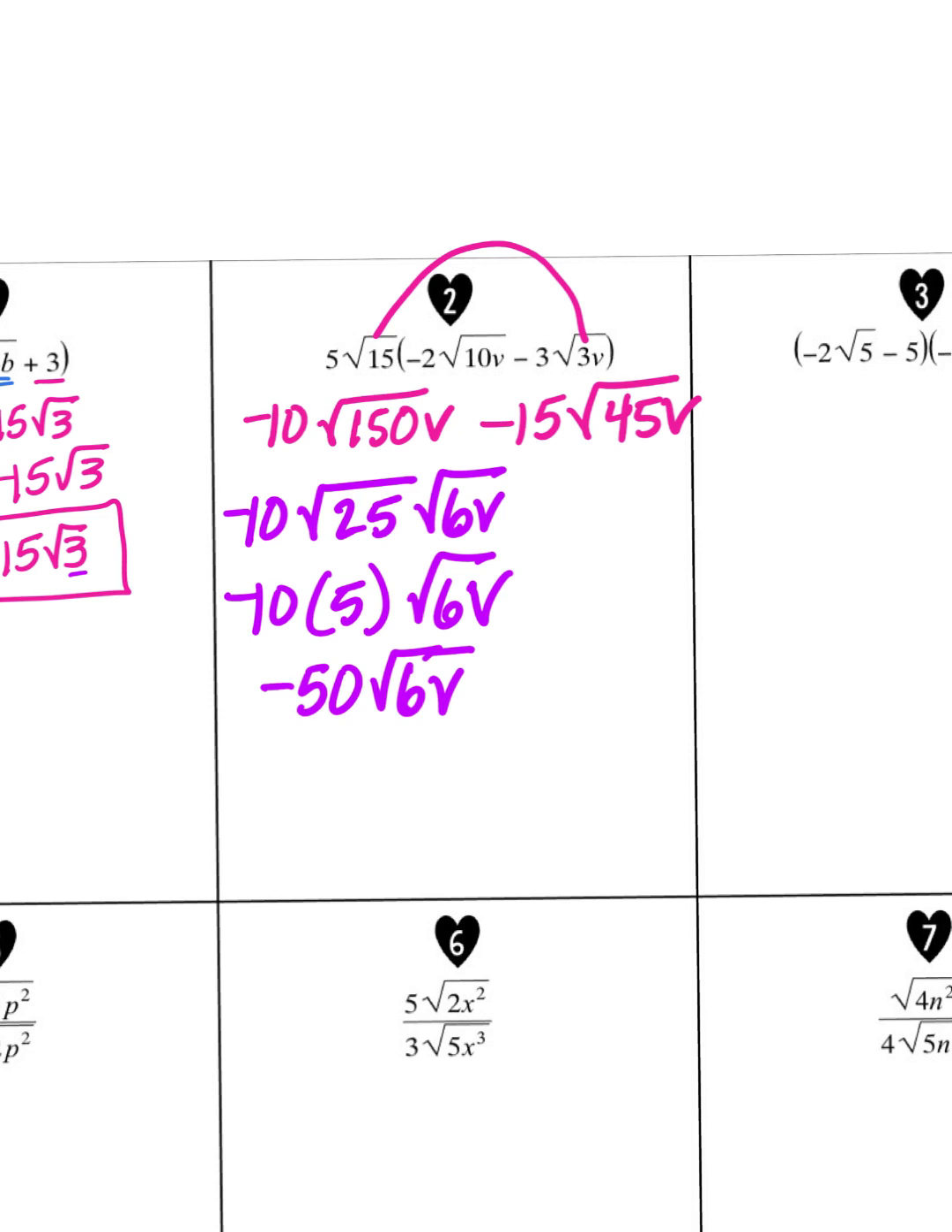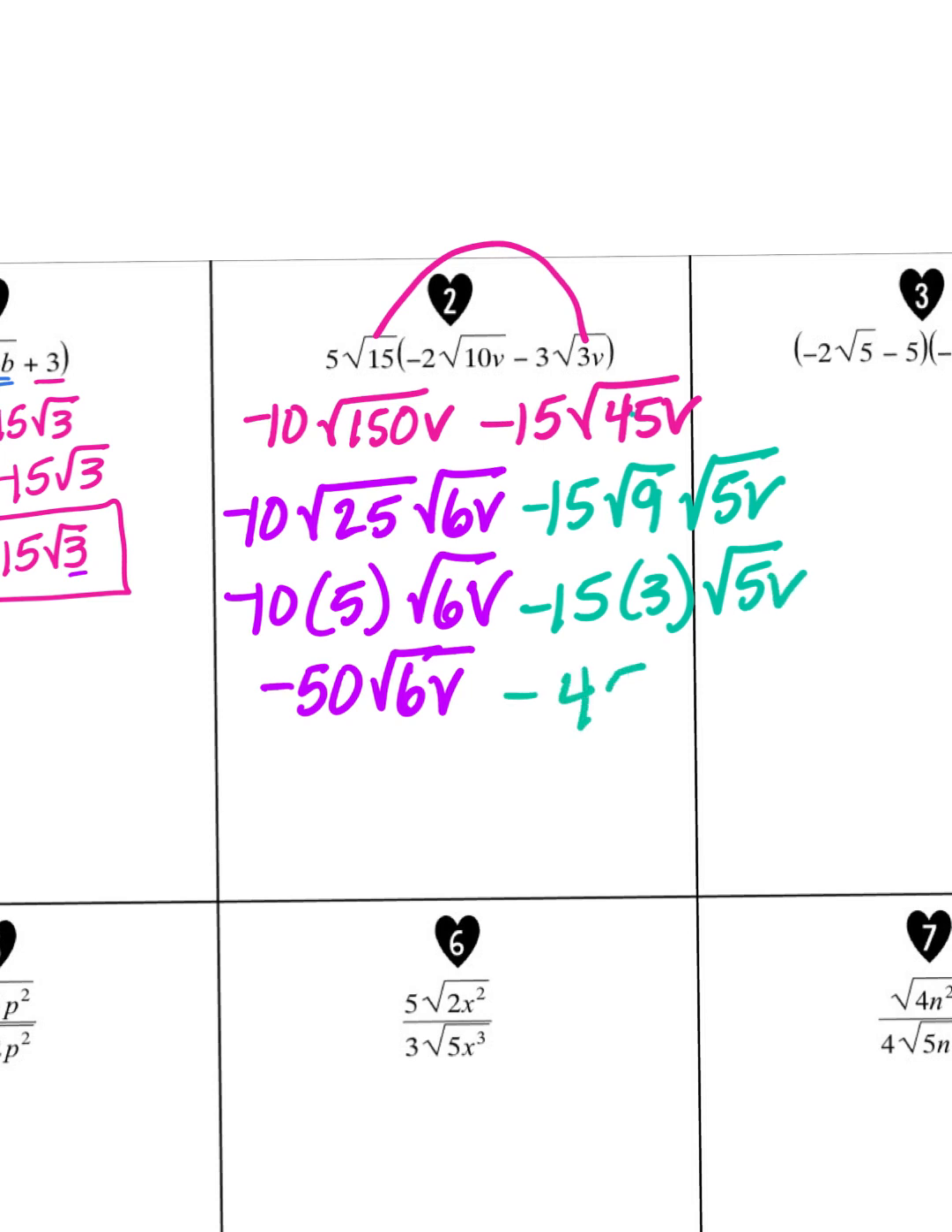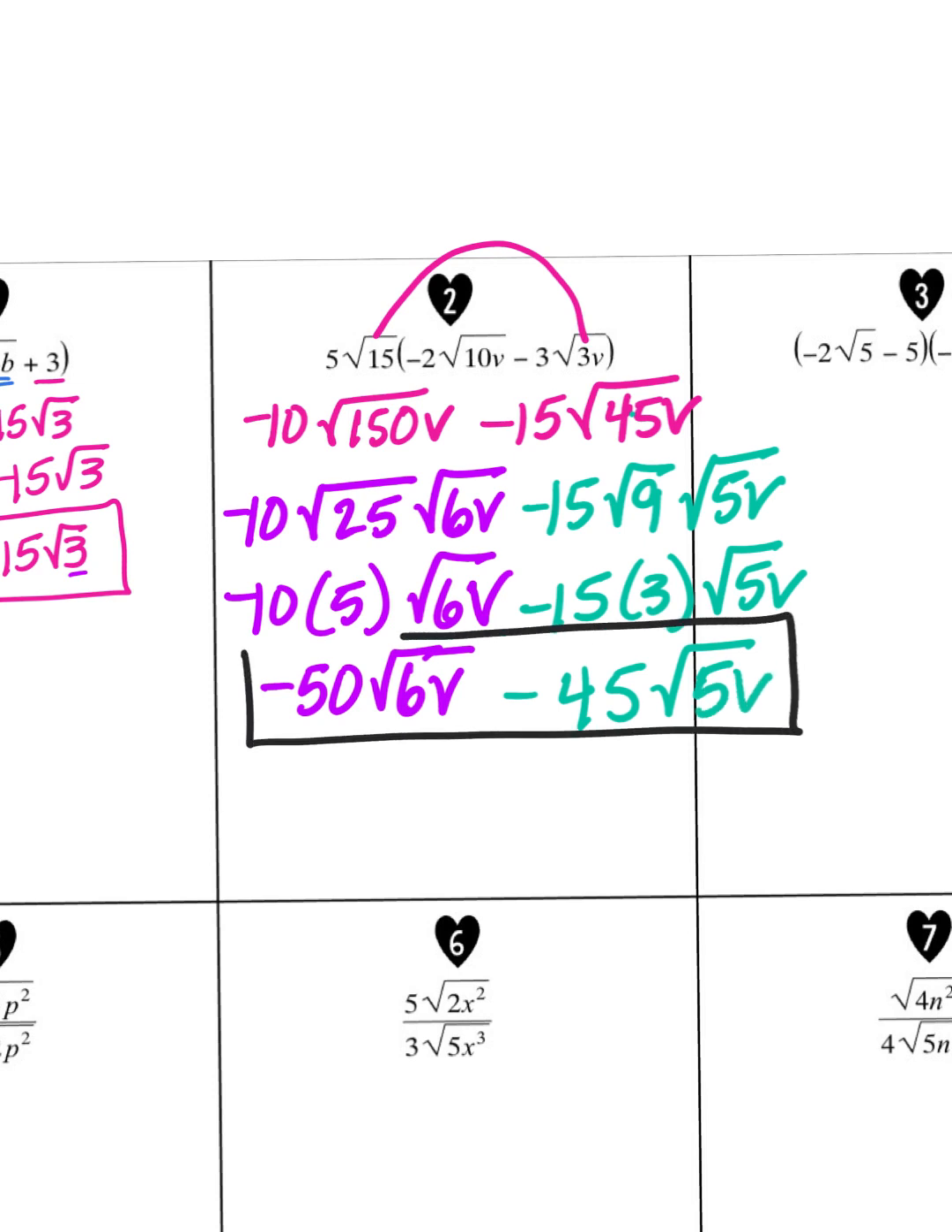Now I'm going to do the same thing with the 45. This is 9 and 5b, because 9 times 5 is 45. So this is negative 15 times 3, square root of 5b. So this would be negative 45 square root of 5b. And that would be my final answer because 6b and 5b are not the same terms. So that's just how you would go through that one.